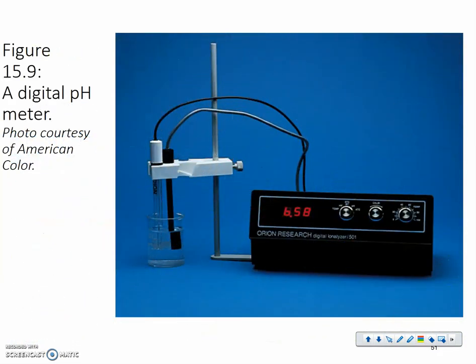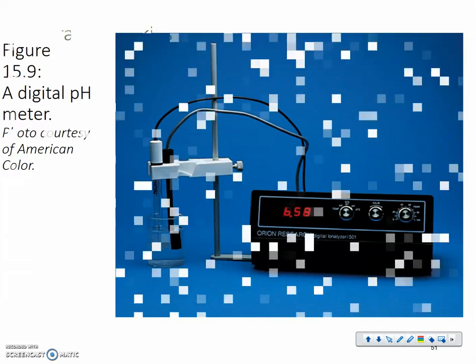So a pH meter would look something like this, where you just put it in your solution and it would just read it out for you. You wouldn't have to measure any colors, which are kind of subjective because we all see colors a little differently. So it's a little bit more accurate reading.